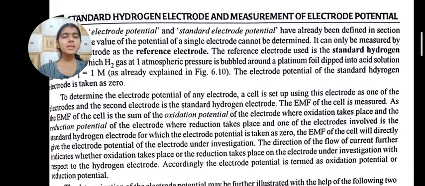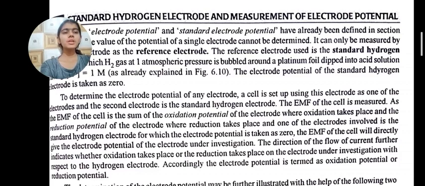To determine the electrode potential of any electrode, a cell is set up using the electrode as one of the electrodes and the second electrode is the standard hydrogen electrode. The EMF of the cell is measured. As the EMF of the cell is the sum of the oxidation potential of the electrode where oxidation takes place and the reduction potential of the electrode where reduction takes place, and one of the electrodes involved is the standard hydrogen electrode, for which the electrode potential is taken as 0, the EMF of the cell will directly give the electrode potential of the electrode under investigation.